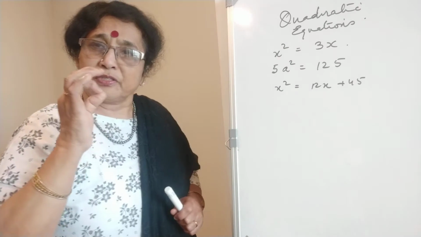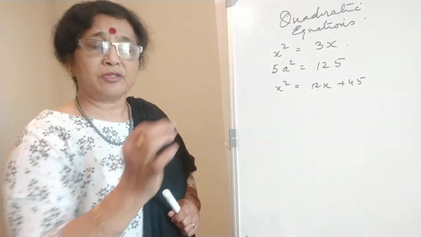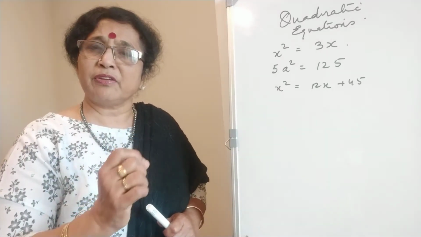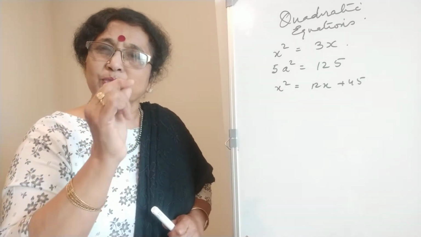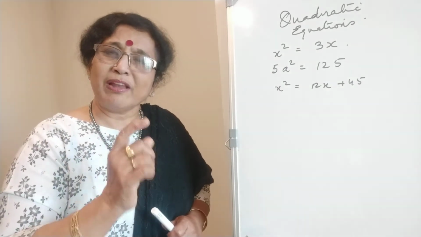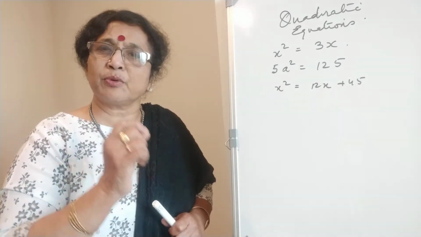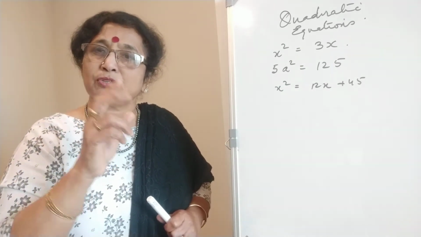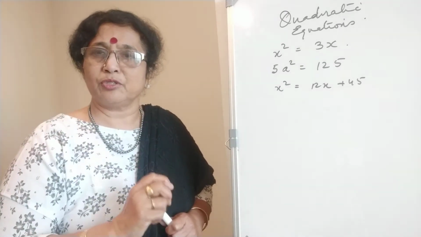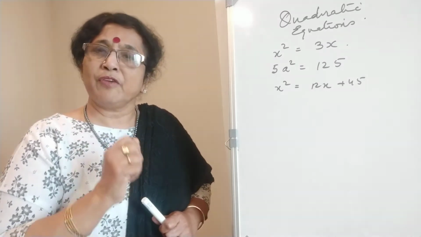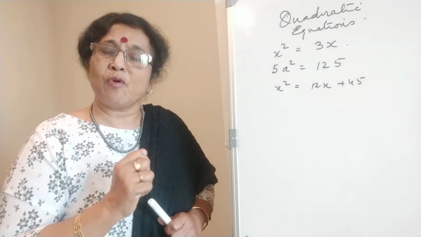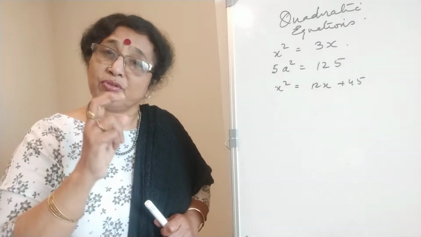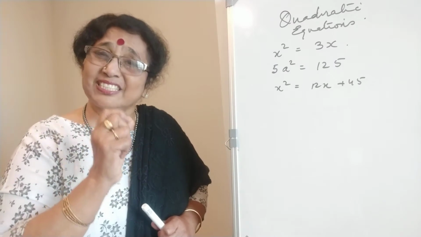The number of solutions in an equation depends on the power of the variable. In the simple equation 3x plus 5 equals 11, the power of x is 1. So you'll get only one value of x. If you have 3x square equals 5, the power of x is 2. So there will be two possible values which will satisfy this equation. If you have x cube equals 1, you often write x is cube root of 1, which is 1. No, but there are three values because the power of x is 3.